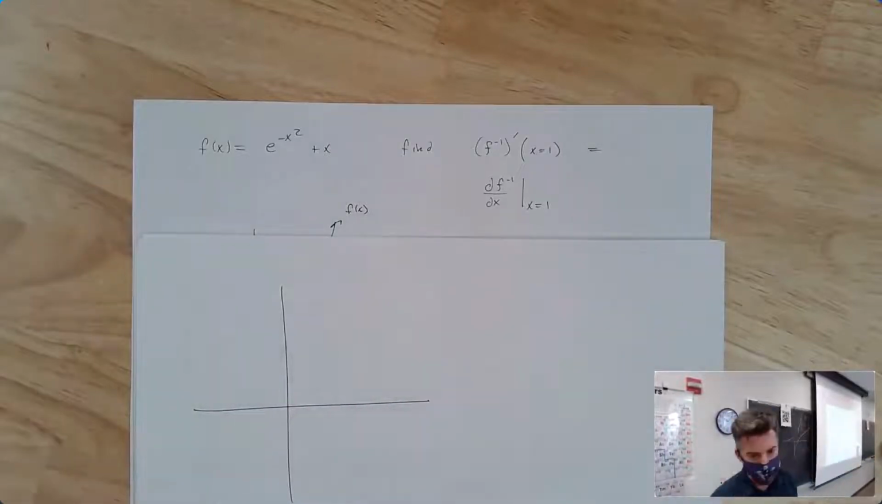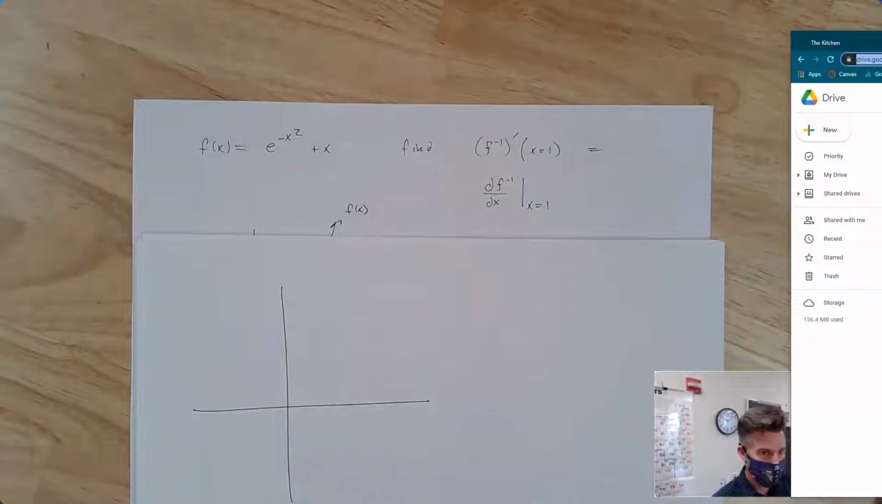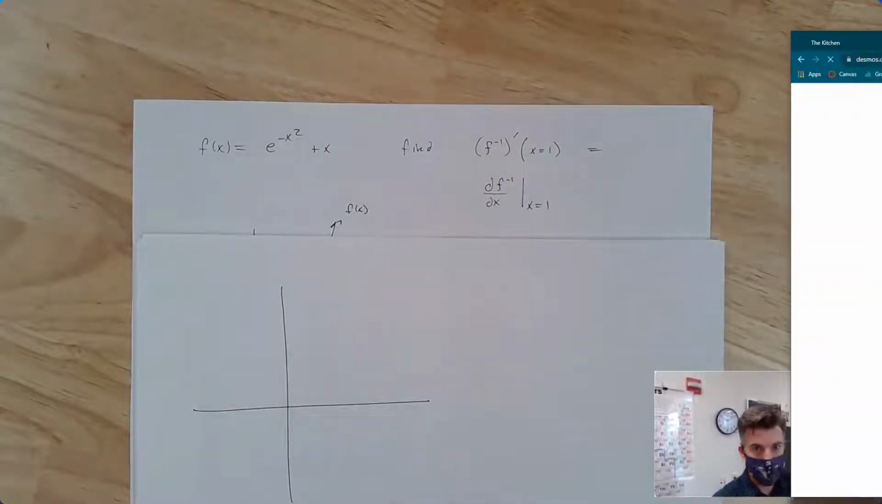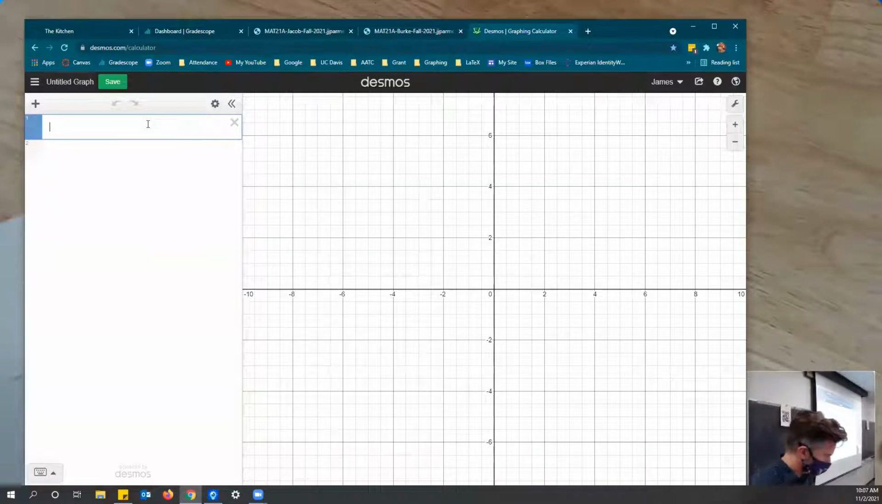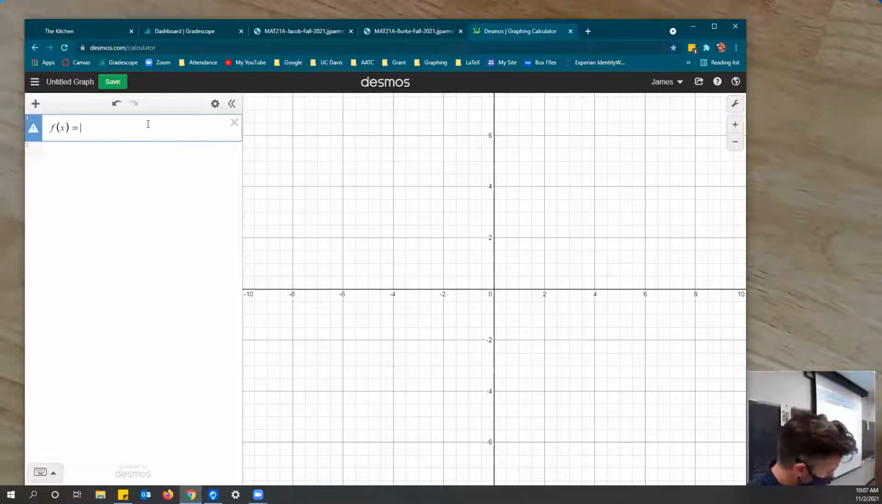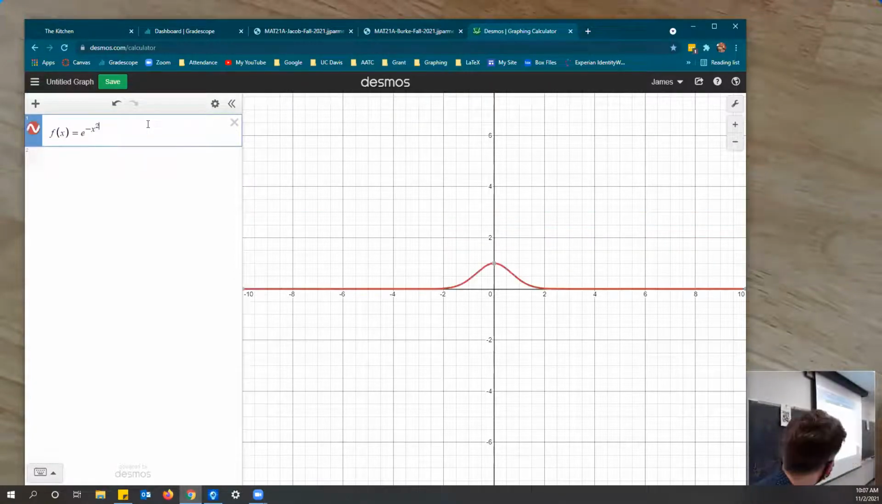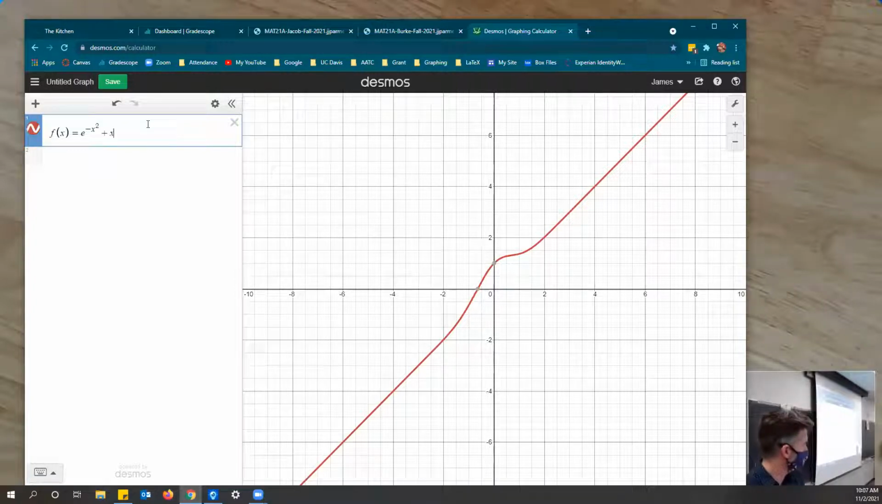You know what? Why not use the tools we have available to us? Let's do some Desmosing. Sorry, one sec. Sure. So let's actually see what this looks like. We've got f of x equal to e to the negative x squared. Not increasing, but then we're going to add on an x. Always increasing. Kind of cool.